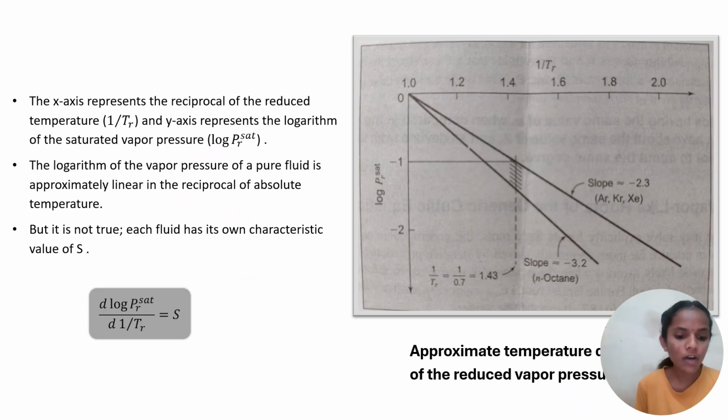Now we have this graph, approximate temperature dependence of the reduced vapor pressure. In this graph, the x-axis represents the reciprocal of reduced temperature and the y-axis represents the logarithm of the saturated vapor pressure. We can observe that for a pure fluid, the graph between these two is almost straight. It means it is linear. But in real life, it is not true because each fluid has its own characteristic value of S. The slope of this graph is d of log reduced pressure divided by d of 1 divided by reduced temperature.